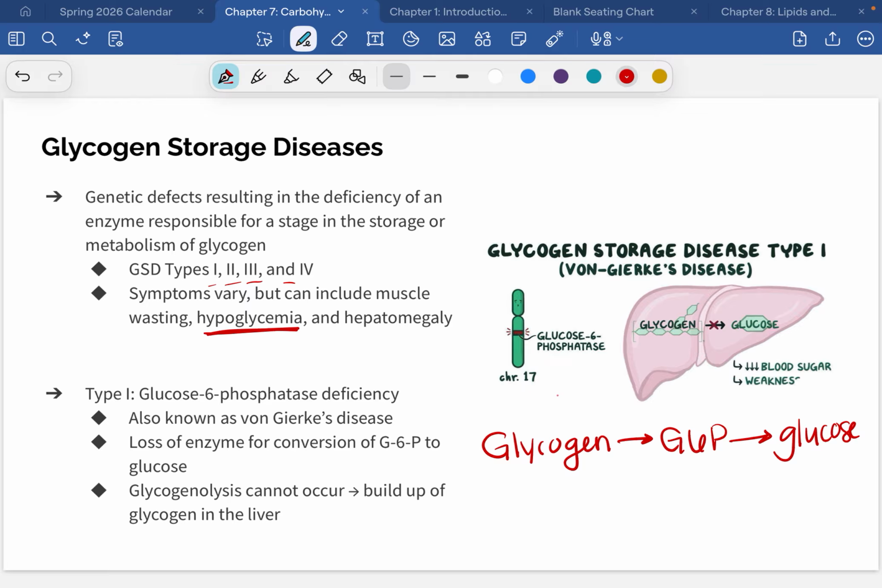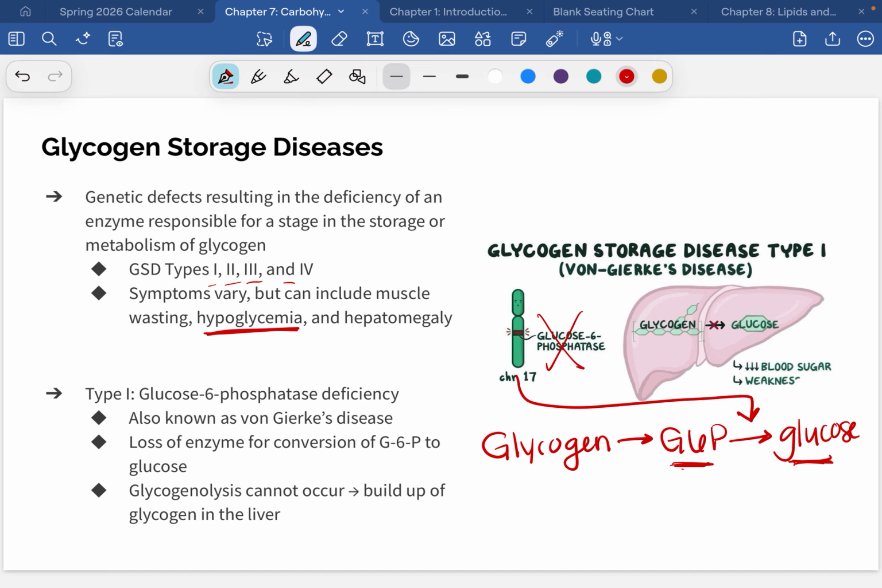The enzyme that converts glucose 6-phosphate to glucose is glucose 6-phosphatase. It removes the phosphate group from G6P and makes glucose. If we do not have this enzyme, then G6P cannot be converted into glucose, so we will not be able to process glycogen into glucose. Glycogenolysis cannot occur, and so there will be a buildup of glycogen in the liver, and the patient will experience chronic hypoglycemia between meals.